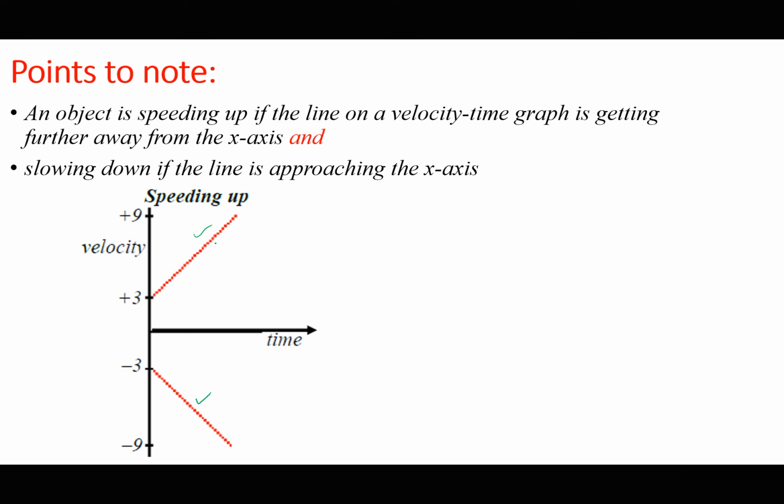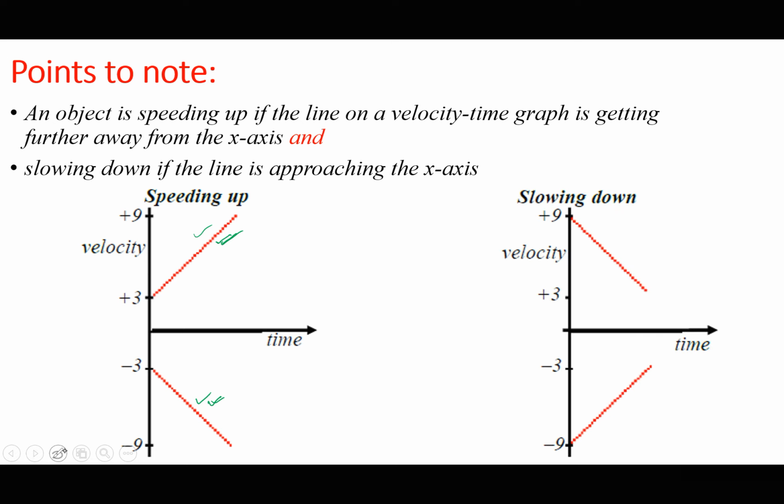This one is speeding up in the positive direction. This is speeding up in the negative direction. On the other hand, if the line tends towards the x-axis, then it is slowing down. So this is slowing down in the positive direction, slowing down in the negative direction. So slowing down on a velocity time graph means the line going towards zero. Speeding up on a velocity time graph means the line moving away from the x-axis. So you need to note this very carefully.